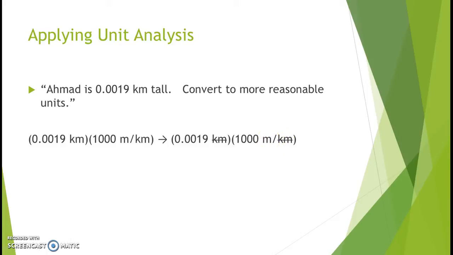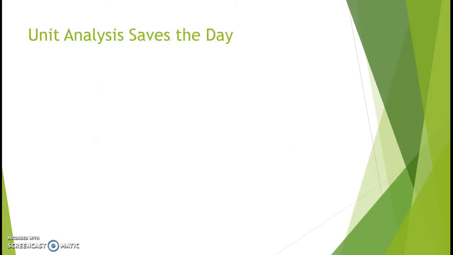And so we're canceling the units the same way we might cancel mathematical numbers. We can cancel them algebraically. And we get the answer of 1.9 meters. Kilometers canceled, leaving us with meters as our units. And hey, this looks pretty good, right? Well, let's imagine what happens if we make a mistake.